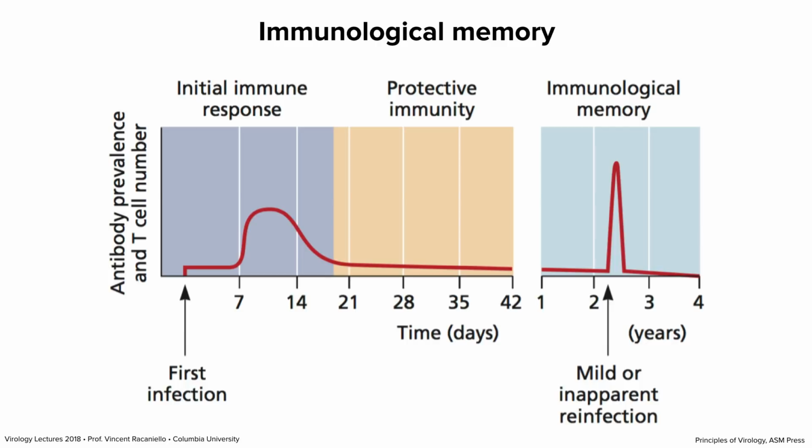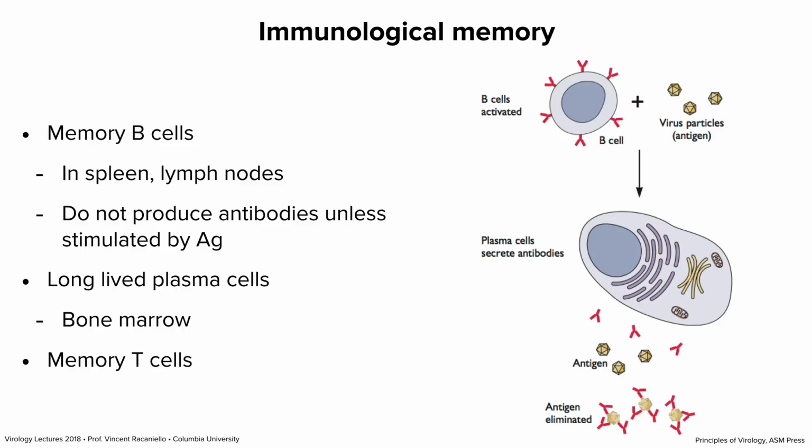We've seen this before. You inoculate an antigen into a host, you have a first response, 7 to 14 days, you make antibodies. The blood titers go down, but then if you have years later another infection, the antibody or T cell response goes up very quickly, and that prevents infection, and that's memory. Giving rise to this rapid reactivation of the immune response is memory, and that depends on memory cells.